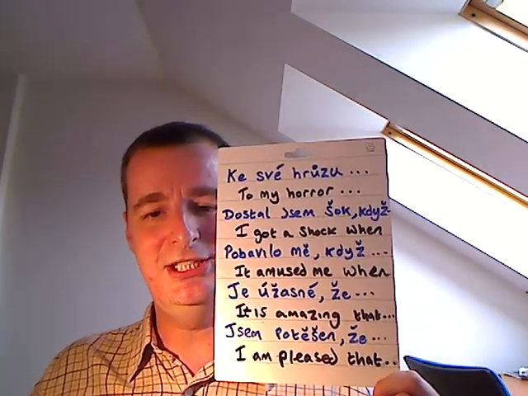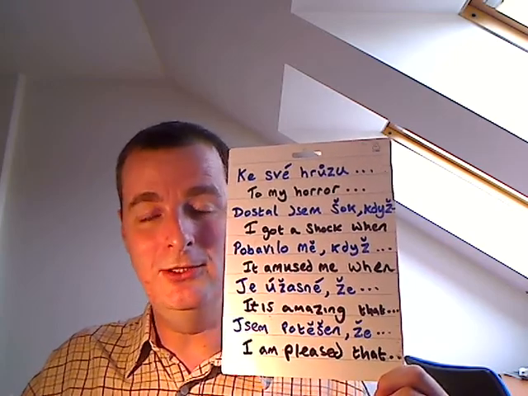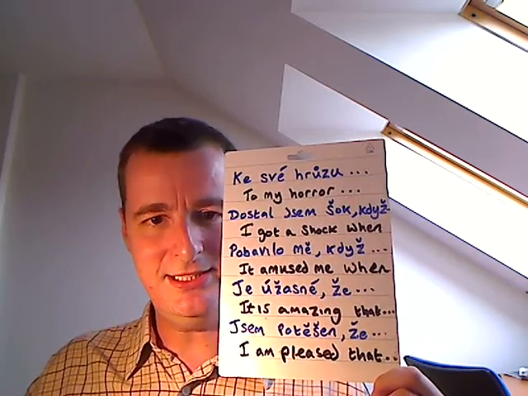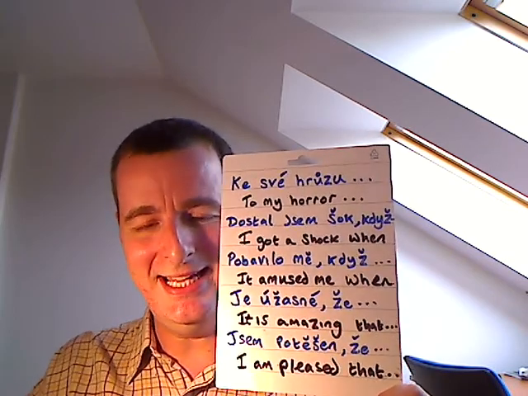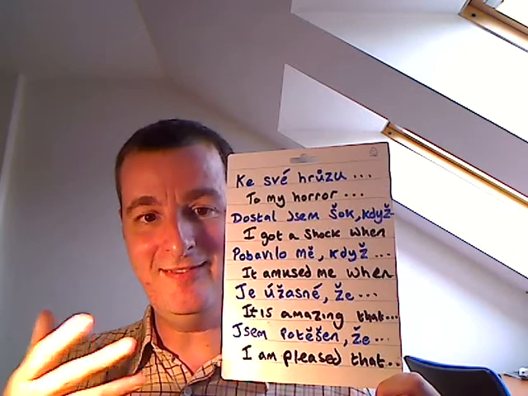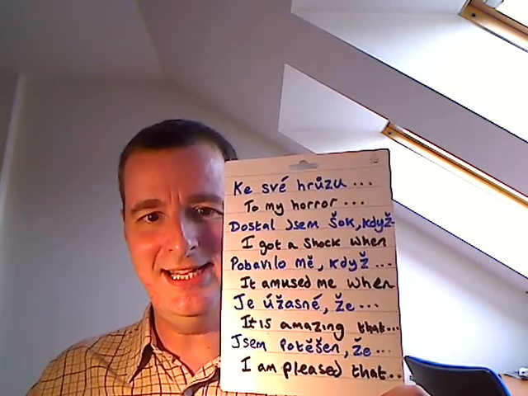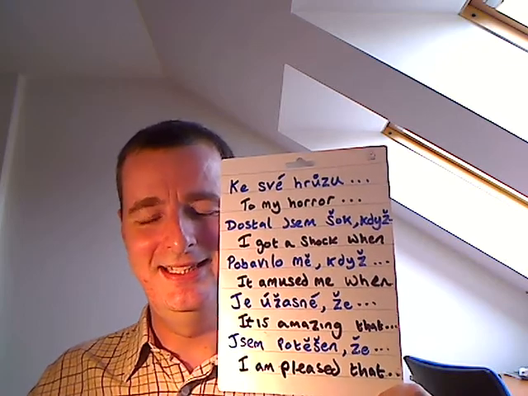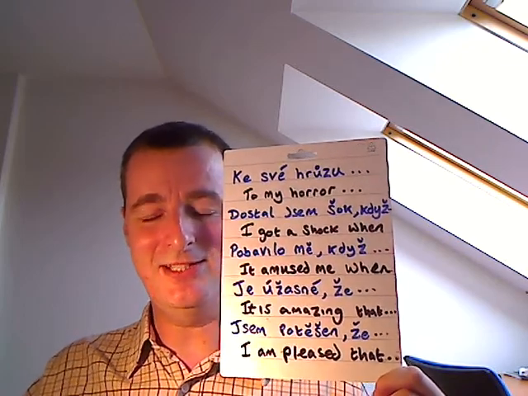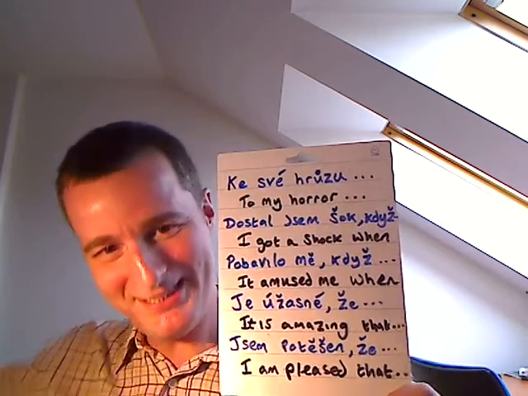Jsem potěšen, že jste tady se mnou, that you're here with me. Jsem potěšen, že jste tady se mnou. I'm pleased that you're here with me. Or jsem velmi, very much, or very. Jsem velmi potěšen, že jste tady se mnou. Or you can just say, if something happens, jsem potěšen, I'm pleased. So putting some life into it.